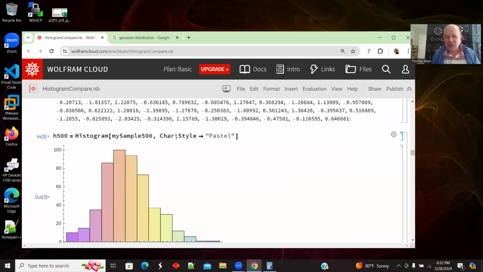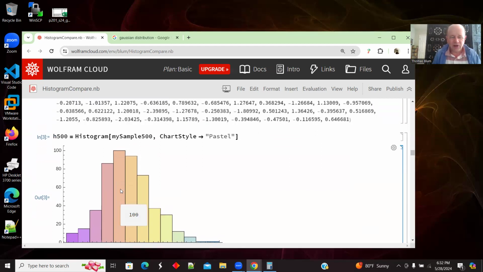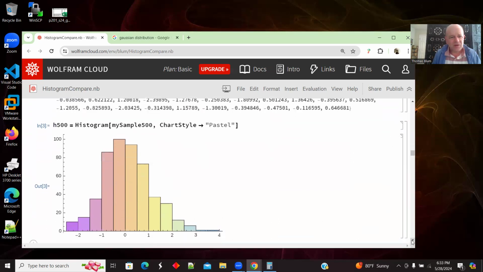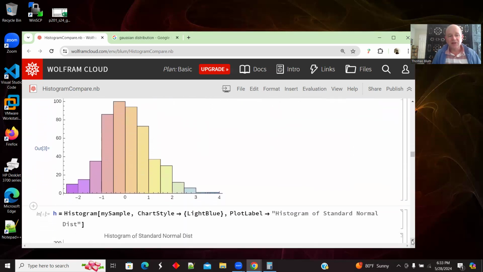So one of the options is to give it some styling. Otherwise, I think it has some default color and makes all the columns that color. Or we'll be able to choose the color, as we'll see in a minute. But that's one of the options. Not one of the more important options, but it's nice to make things look interesting.